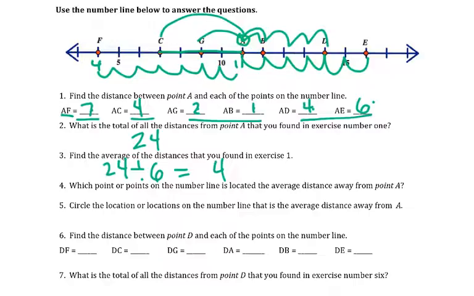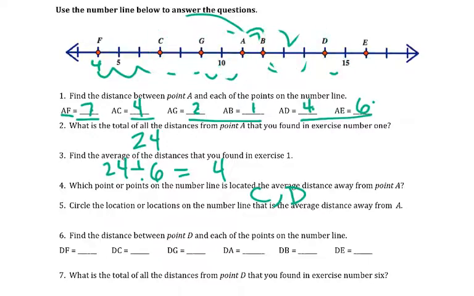So which point or points on the number line is located the average distance away from A? C, and then D. Circle the location or locations on the number line that is the average distance away from A. So just circle there and there.